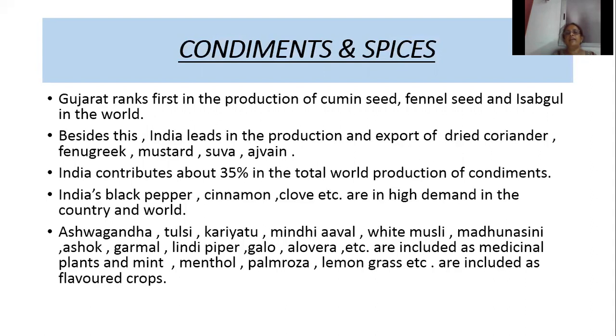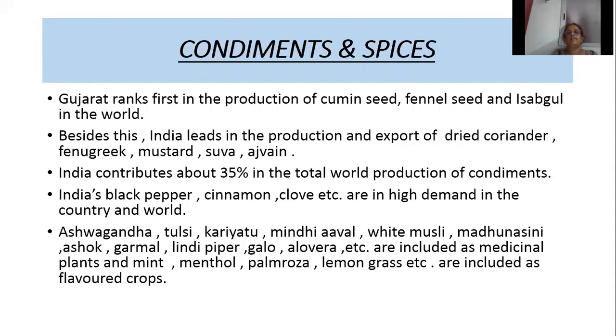Besides this, India leads in the production and export of dried coriander, fenugreek, mustard, suva, and ajwain. Cumin seed means jeera. Fennel seed means saunf. And besides, India also leads in the production and export of dried coriander, dhania, fenugreek, methi, mustard, rye, suva and ajwain. That is said in Hindi also with the same word only.